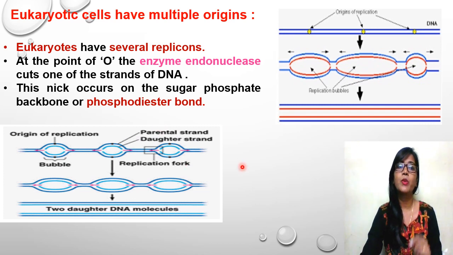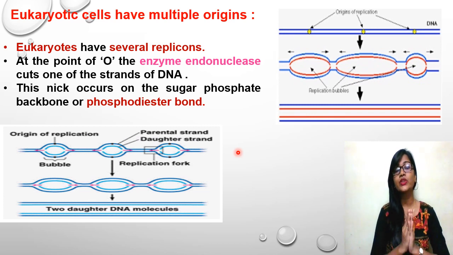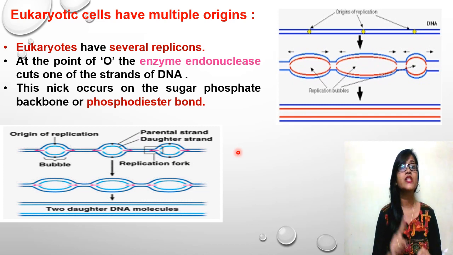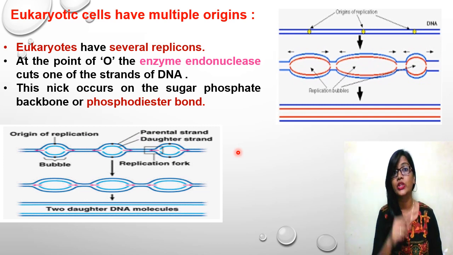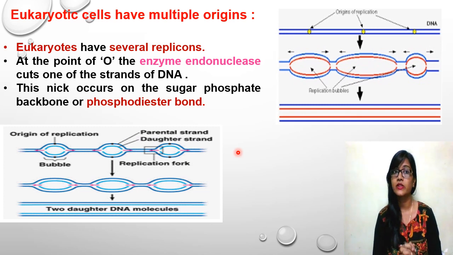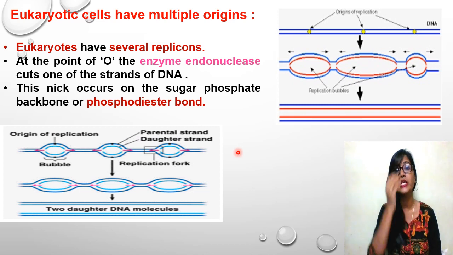So the point is, in the eukaryotic cell and in the prokaryotic cell, the replication origins or initiation points vary. In the prokaryotic cell, there is only one cut, one incision, or one origin. That is a single point present on the circular DNA of the prokaryotic cells. While talking about the eukaryotic cells, in the slide on your screen, there are several replicons. More than one initiation point is present because of the activity of the enzyme endonuclease.